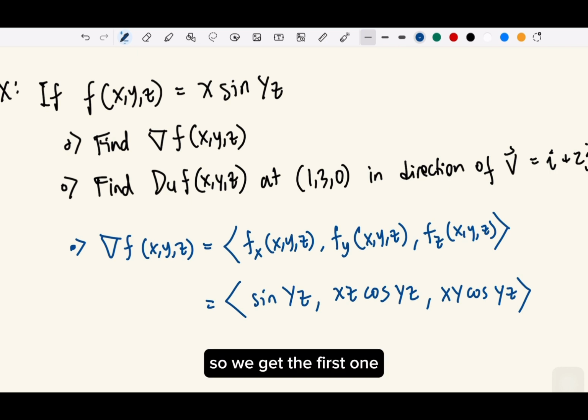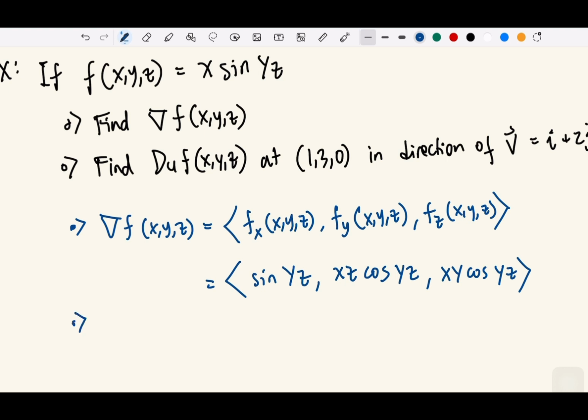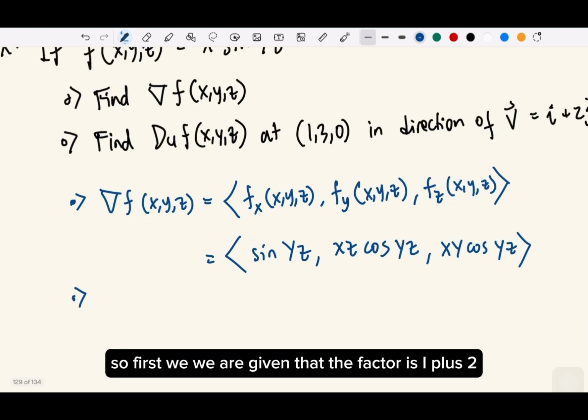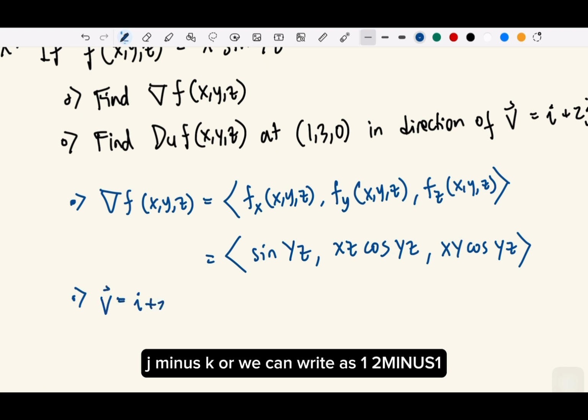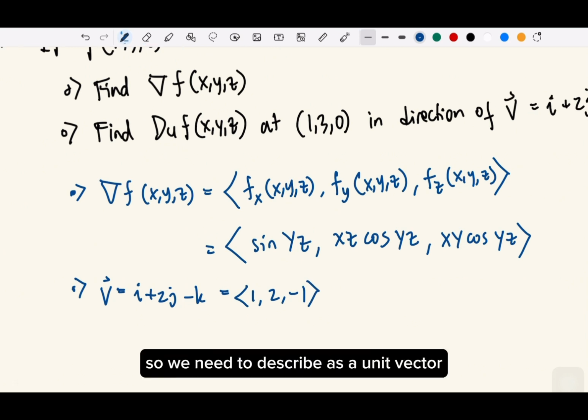So we get the first one. The second one is finding the directional derivative. First, we are given that the vector is i plus 2j minus k, or we can write it as (1, 2, -1). Now this is the vector. It's not a unit vector yet, so we need to describe it as a unit vector.